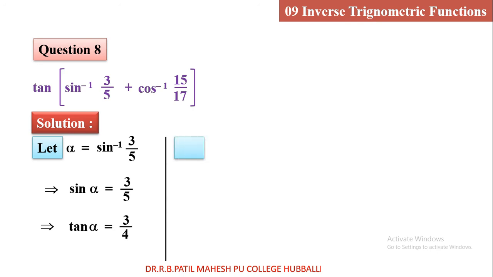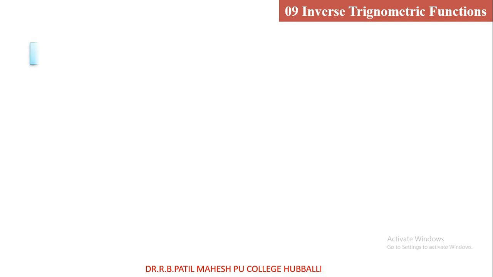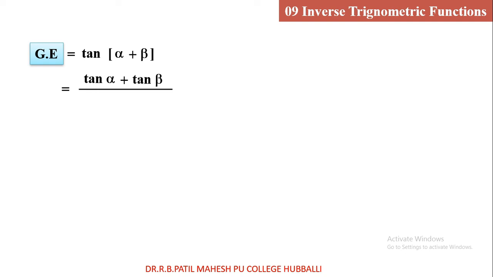Then the second term you consider as beta, cos inverse 15 by 17, so that cos beta equals 15 by 17. By right angle triangle and the Pythagoras theorem, tan beta can be written as 8 by 15. After all that, consider the expression tan of alpha plus beta. The reason for taking alpha and beta is for this one. The tan of alpha plus beta formula is tan alpha plus tan beta upon 1 minus tan alpha into tan beta. Replace the tan alpha and tan beta values.